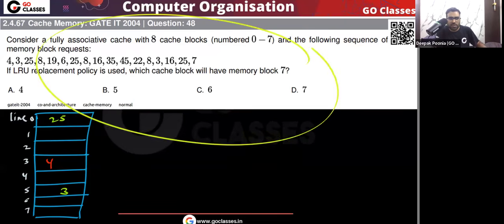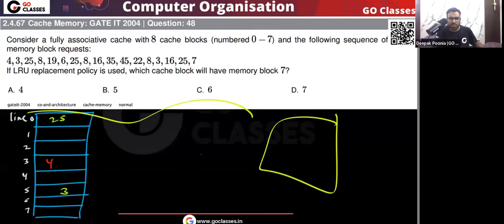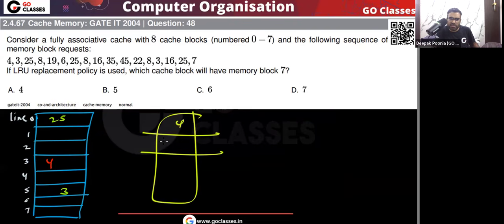To solve this question, you need to follow this order: if some lines are empty, let's assume these lines are empty, then for any new memory block, you choose the line with minimum number, because this is what the algorithm will do. The algorithm will not randomly put 4 here, 3 here, 25 here. No, not like that. The algorithm will go in a systematic way. It will do like this: first 4 here, then 3 here, then 25 here. In a systematic way it will go. So this question will not become marks to all, but this is a very poorly framed question. This is what I am saying. I hope you understood.